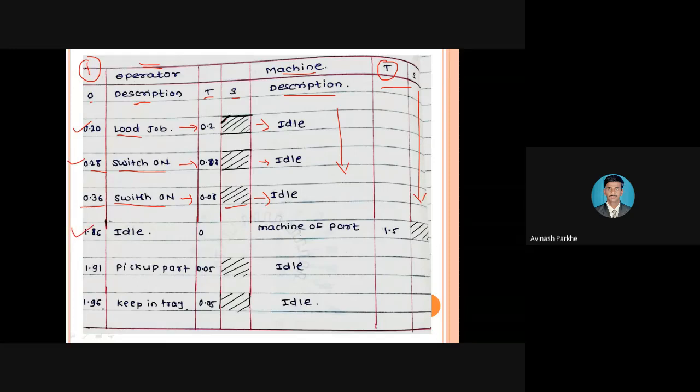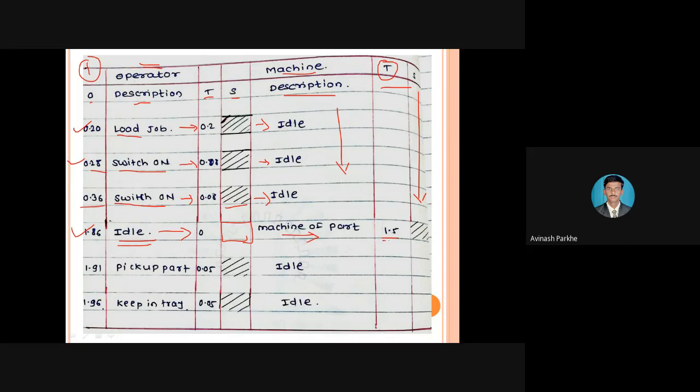Okay. The next, 1.86. So what does it represent? Idle. Once the machine is started, at that time, your operator is in idle condition. So you can see here, in front of idle, which symbol is there? Here, nothing is represented. Any hatching line is not represented. Means your operator is in idle condition, and in front of that, the machine part is there.